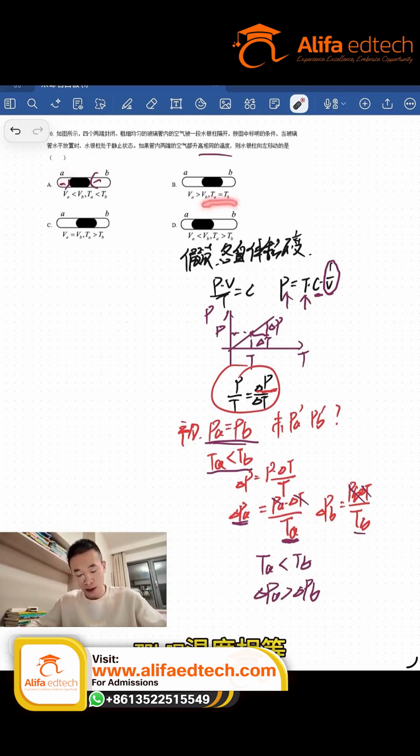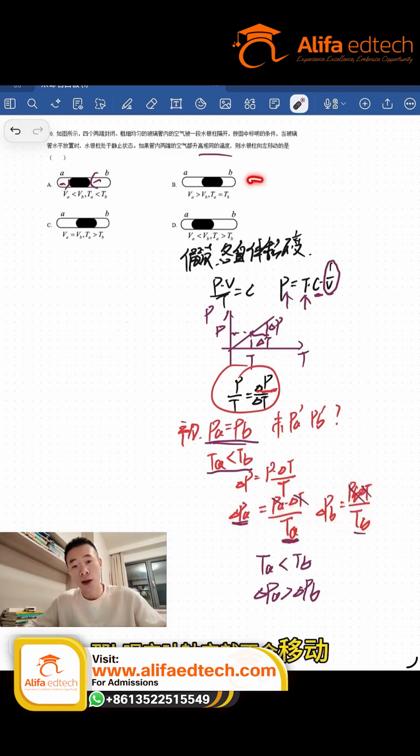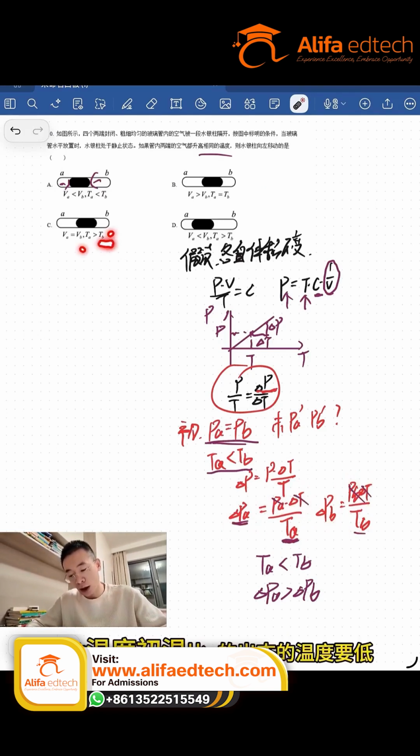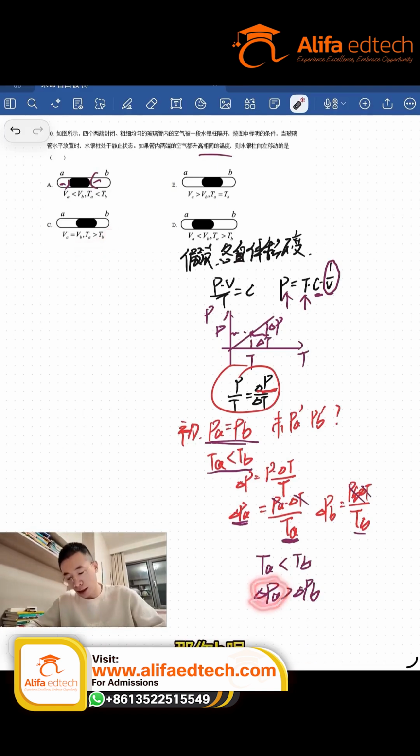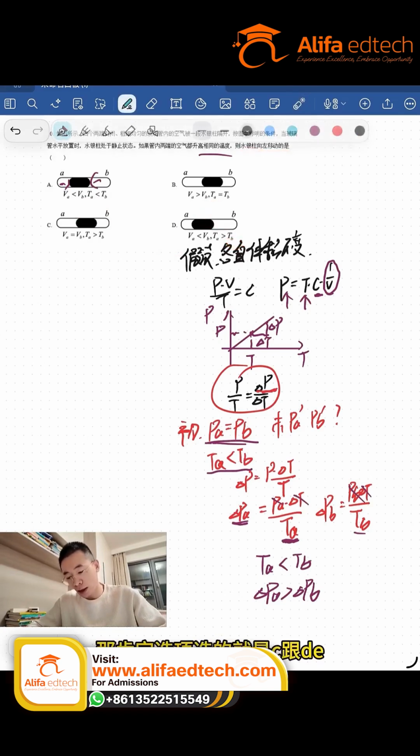What about option B? If the temperatures are equal, then the pressures are the same, the increase in temperature is the same, and the final temperatures are the same, so the increase in pressure is also the same. In that case, the piston won't move. As for option C, the initial temperature of B is lower than that of A, so the pressure increase for B will be greater. In this case, the piston will move to the left. Similarly for option D, B's initial temperature is even lower, so the increase in pressure for B will also cause the piston to move to the left. Therefore, the correct answer must be the one that moves to the left.